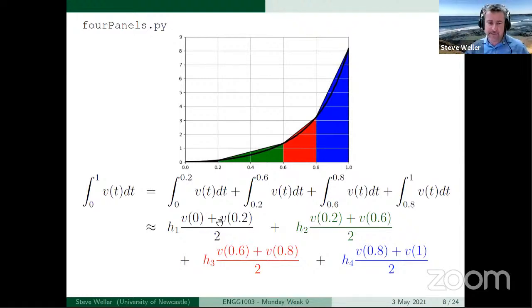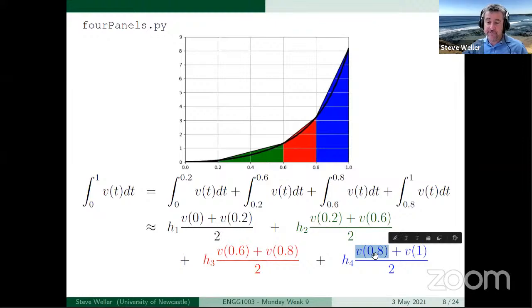Here's where the approximation comes in. Again, color coding, black, green, red, and blue, corresponding to these trapezoids that approximate the curve. For example, if we focus on the blue zone, the area under this blue trapezoid is H4, which is the width of the blue panel, times the average of the vertical heights of the blue trapezoid.